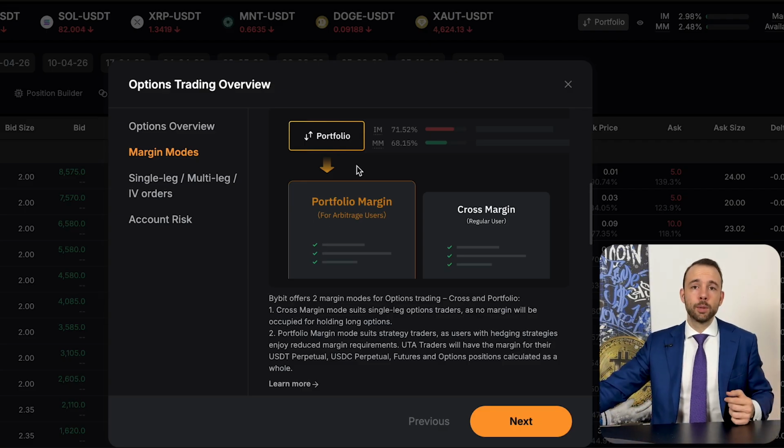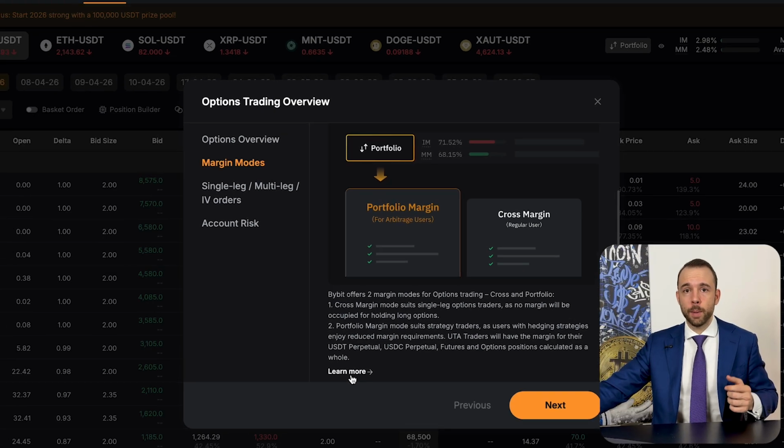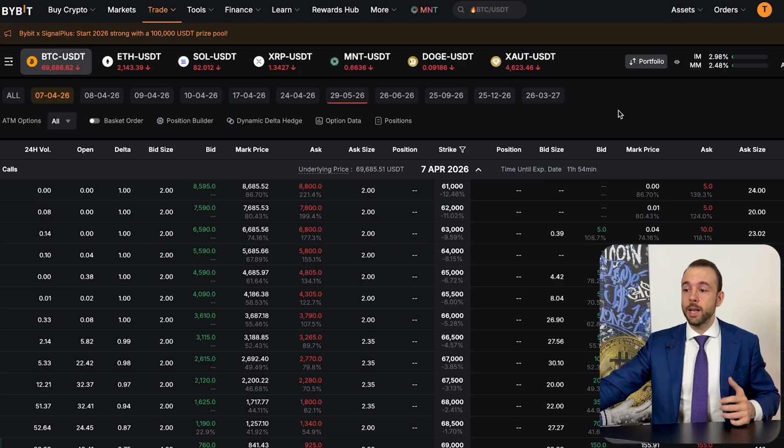And if you would like to learn more about the margin types, you can always find more on the official ByBit website. And here we can see the option chain. Before I show you exactly how to execute the trade, let me give you some basics about the options.